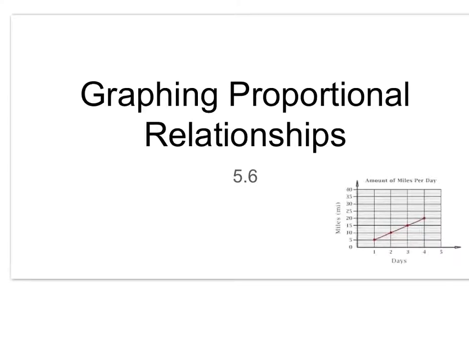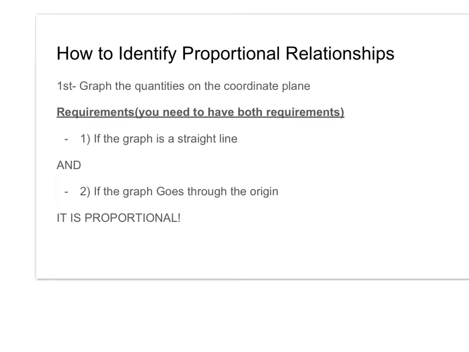The next lesson is graphing proportional relationships. How to identify proportional relationships? First you need to graph the quantities on the coordinate plane, or some of the planes will already be graphed. So there's two requirements and you need to have both of them for it to be proportional.